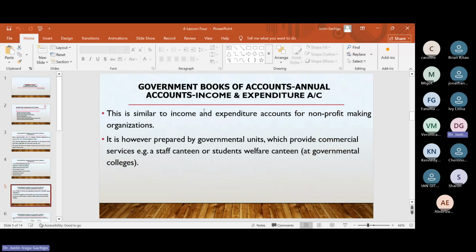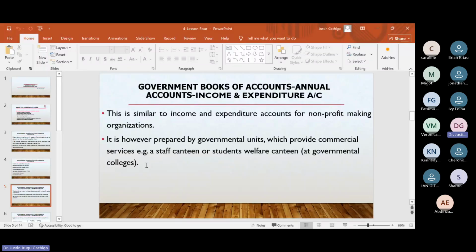Now, the income and expenditure account. This is very similar to what we normally see in non-profit making organizations. It is, however, prepared by government units which provide commercial services, e.g. a staff canteen or student welfare. So the income and expenditure account is not prepared by all government departments.